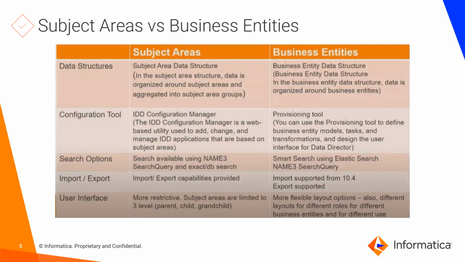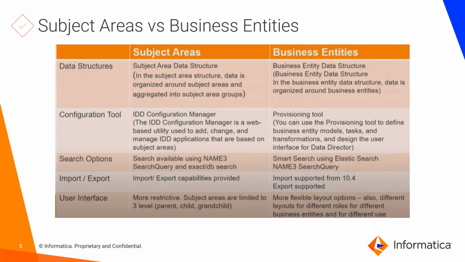So coming to the data structures, in subject area structure, the data is organized around subject areas and aggregated into subject area groups. Whereas in business entity, the data is organized around business entities. So how do you configure? What tool do you use to configure each of them? In subject areas, we use something called the IDD Config Manager. And in business entities, you use something called the provisioning tool. Both of them have separate UIs, and I'll be showing a quick demo of that as well in this video.